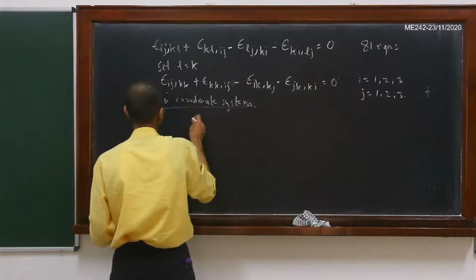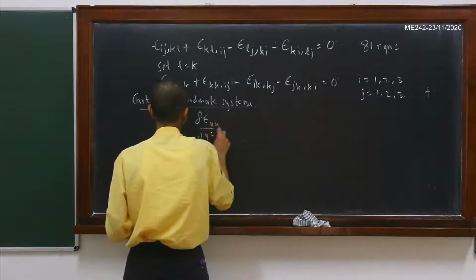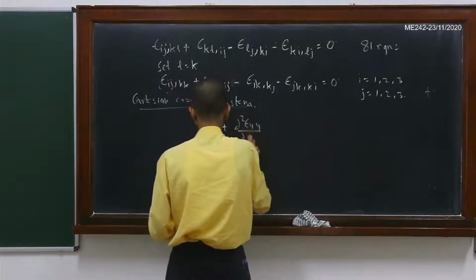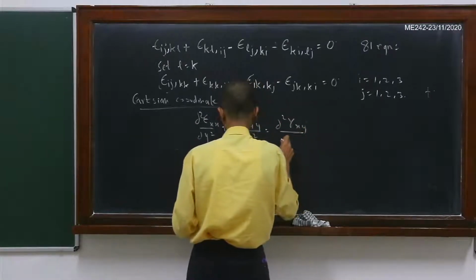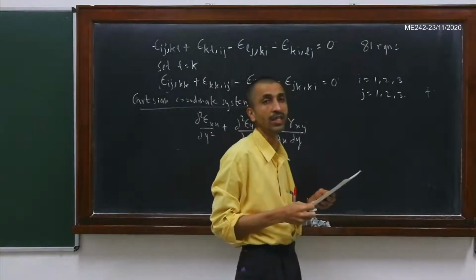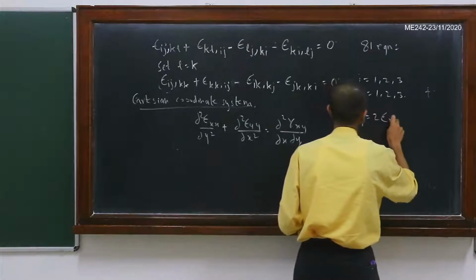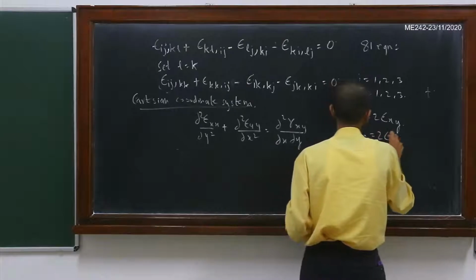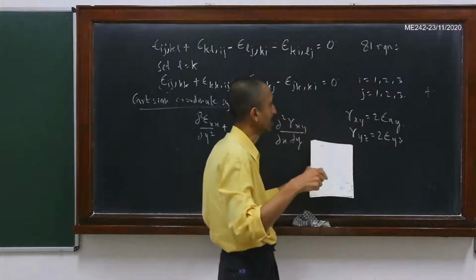So the equations will look like this: del square epsilon xx by del y square plus del square epsilon yy by del x square is equal to del square gamma xy by del x del y. Now this gamma xy is what is known as the engineering strain. Okay, so this gamma xy is equal to 2 times epsilon xy, and similarly gamma yz will be 2 times epsilon yz. So these are the tensorial shear strains, and these are the engineering shear strains.